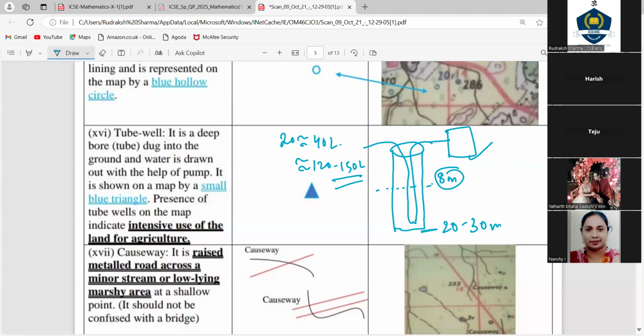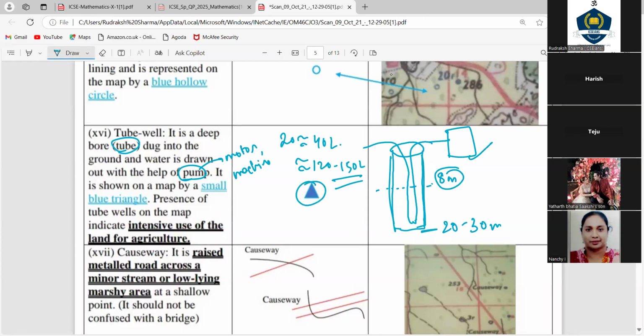Okay. So what are basically tube wells? It is a deep bore or a tube, a structure like a tube. It's like a tube dug into the ground and water is drawn out with the help of a pump, or you can write a motor or something like a machine. It is shown on the map by a small blue triangle.